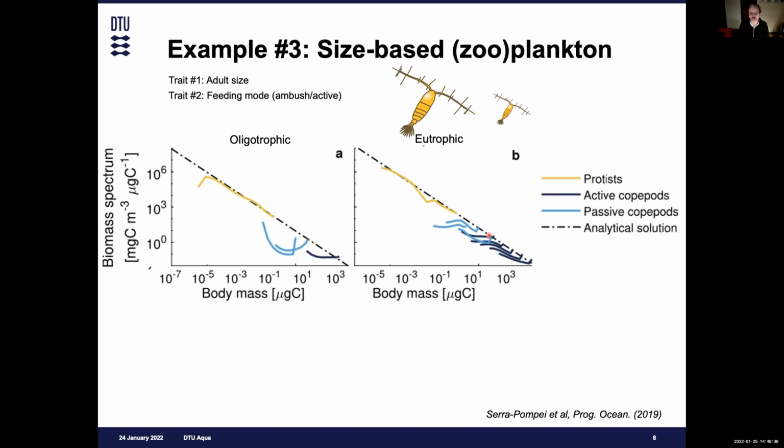And I'm just waiting for the slides to change here. Maybe it will come.